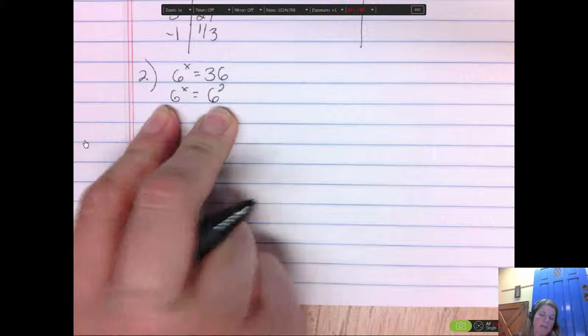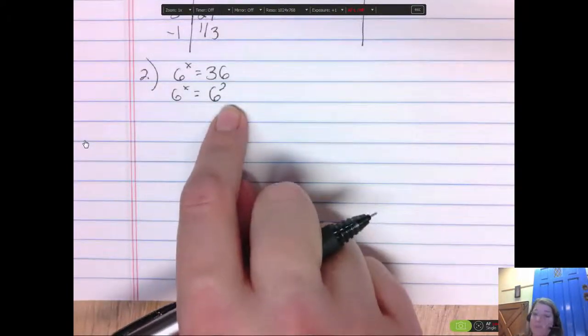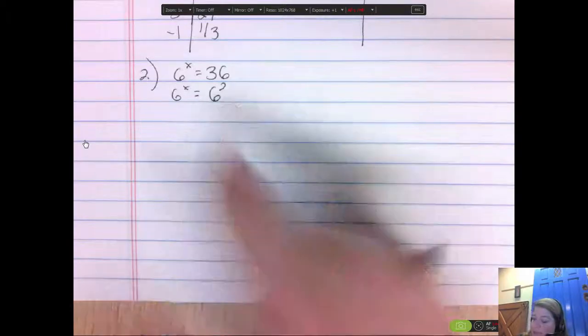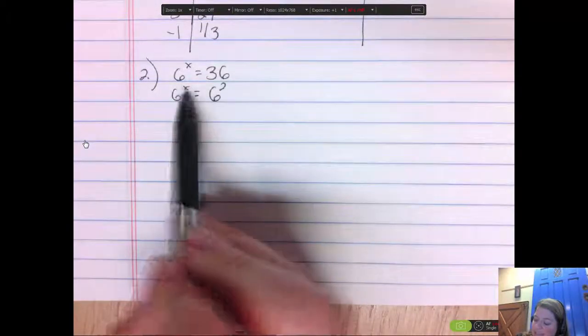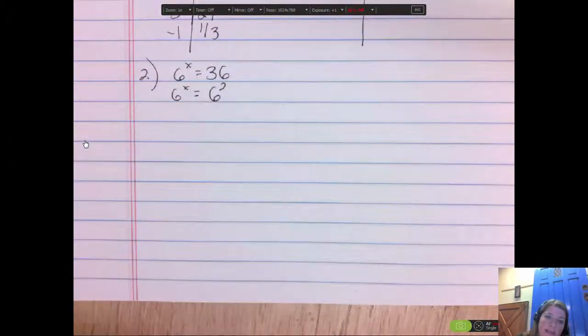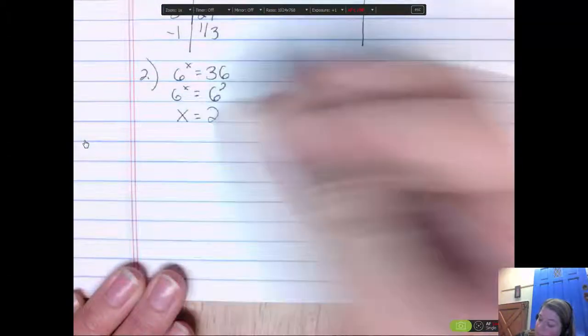Most of you probably just went 2. Why did you do this? But this idea of writing them as the same base will help you solve the really complicated ones. So we can see that x has to equal 2 because once we have the same base, we can set our exponents equal to each other. So x is 2. Let's look at 1.